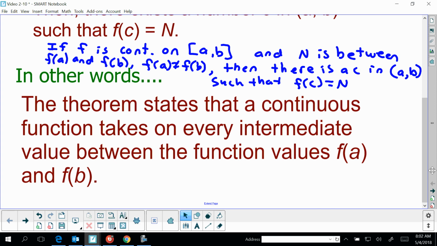So it's saying we have some y value in between the y values of our endpoints, and the y values of our endpoints can't be the exact same thing. Then there's a c in the open interval (a, b). Well, c is an x value, and they're saying the y value at c should equal n. So in everyday language, if you have a continuous function on a closed interval, and you tell me any y value in between the y values of the endpoints, we are guaranteed that the function will hit it at some point. Let's see it with some pictures.